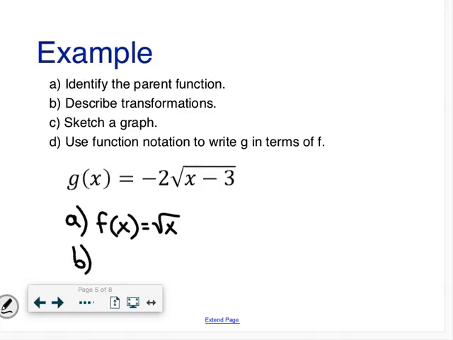Part B, describe the transformations. Look to your group members real quick for me and tell your group members what the transformations are for this graph. Yeah. Oh, yeah, that's right. That's our reflection. I don't know. Yeah. I think it goes right 3, vertical stretch, and then it goes right 3 plus.